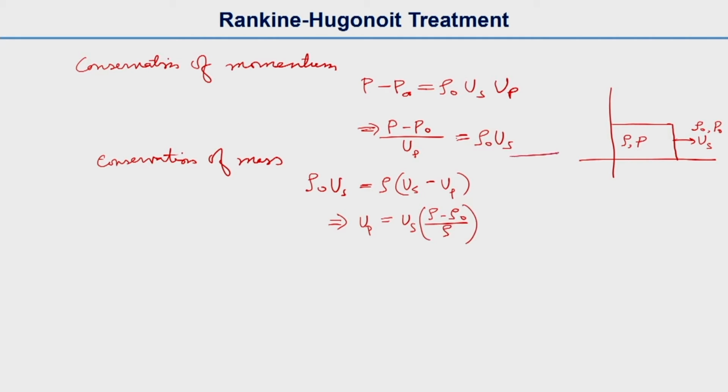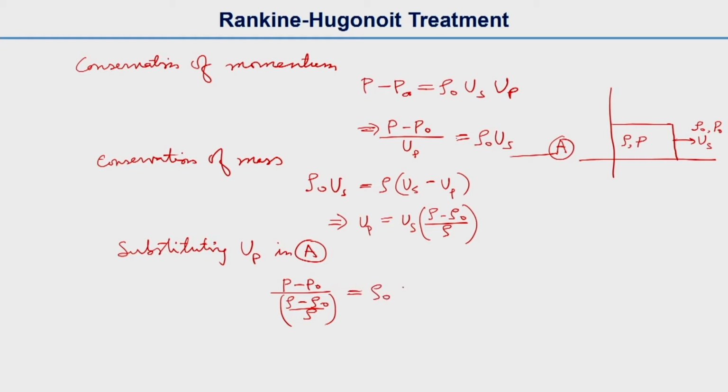And if we substitute UP in equation A, we will find that P minus P naught divided by (rho minus rho naught)/rho equals US. So that US we can keep on the right hand side. That will give us US squared, the velocity of the shock wave, which we can write as P minus P naught over 1 minus rho naught by rho. But we know that this rho naught divided by rho is nothing but V by V naught, the ratio of the volumes.